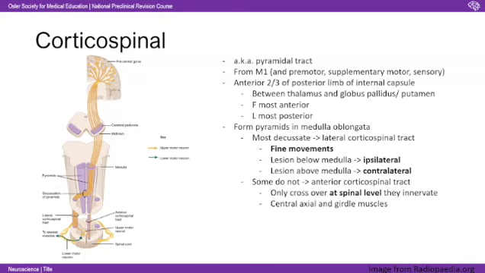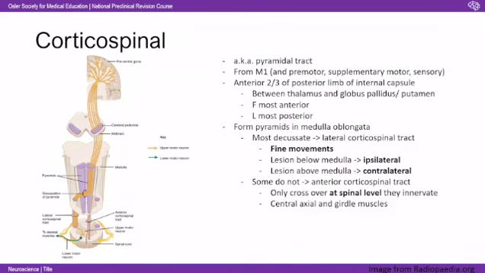Then, as you can see on the diagram on the left, they form pyramids in the medulla oblongata, and most of them will decussate, that means cross over, to form the lateral corticospinal tract, and that controls the fine movements. Fairly obviously, as they decussate in the medulla oblongata, if you have a lesion below the medulla, you're going to see ipsilateral deficits, whereas if it's a lesion above the medulla, they're going to be contralateral, i.e. on the other side to where the lesion is. Some don't decussate and they form the anterior corticospinal tract, and they only cross over at the spinal level that they innervate, and that's your central axial and girdle muscles, so your big postural stuff.